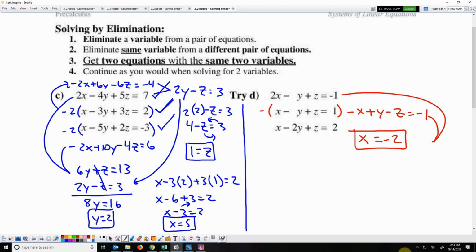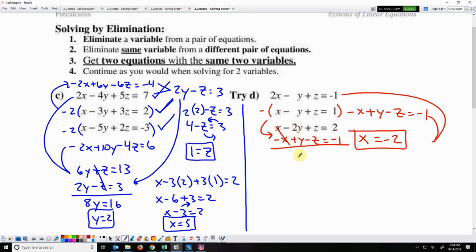Okay? Now I'm going to try to cancel z's again. And since I've already multiplied this one by negative 1, I can eliminate here. So I'll just rewrite that down here. Negative x plus y minus z equals negative 1. So that's from multiplying this one by negative 1 again. And this time, it looks like the x's are going to eliminate.